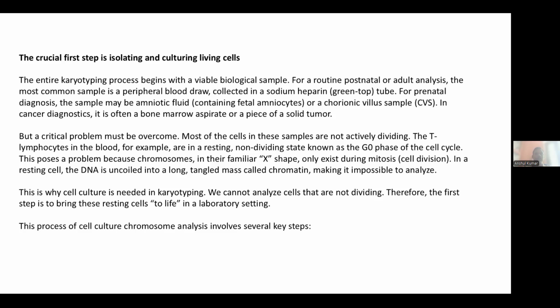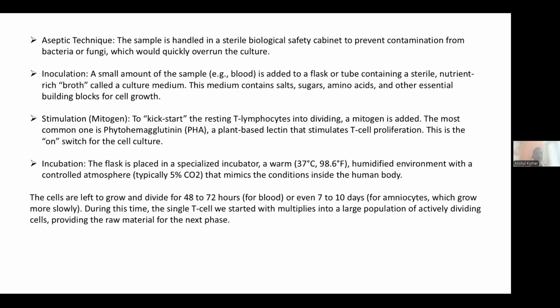The process of cell culture chromosome analysis involves several key steps. First, we have to culture the sample and add some of the important nutrients for it, or excite it into a dividing stage. And what are some of the important steps? The first is aseptic technique. The sample is handled in a sterile biological safety cabinet to prevent contamination from bacteria or fungi, which will quickly overrun the culture.